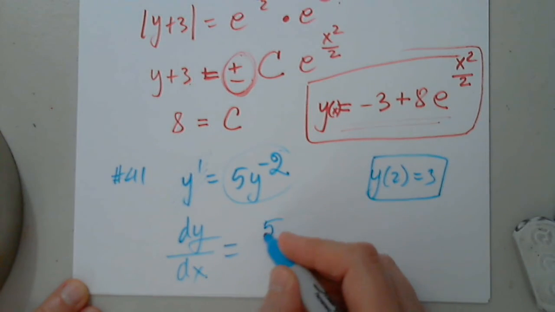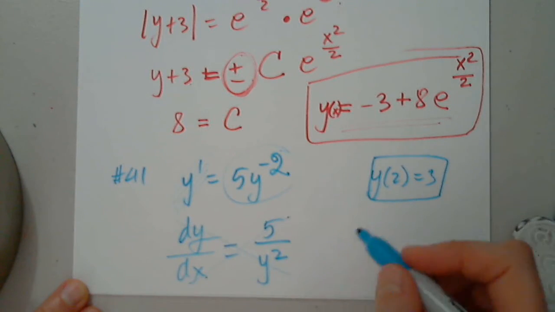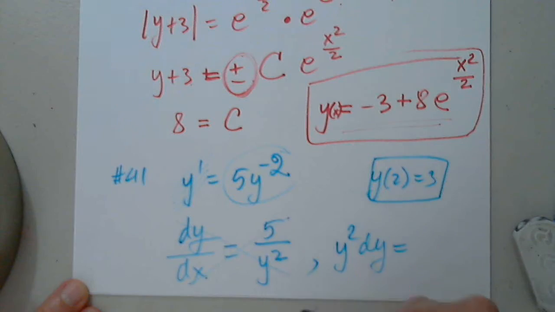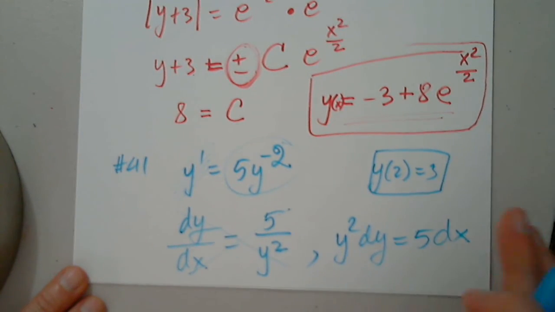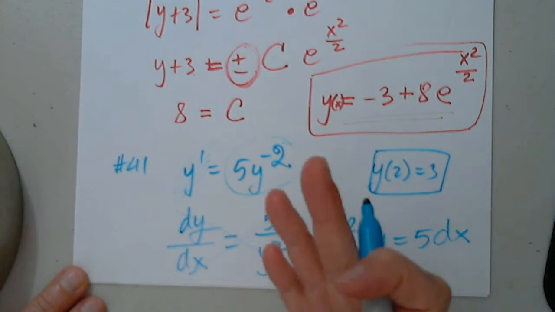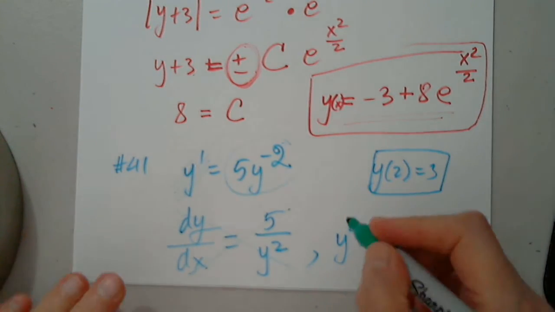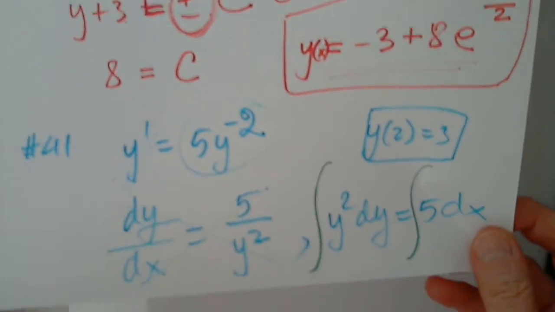Five over y squared. Excellent. Very good. Cross multiply. Y squared dy equals 5 dx. Ready? Completely separated. Y on one side, x is on the other. It's all good. Nice.